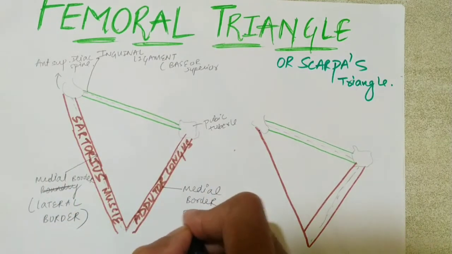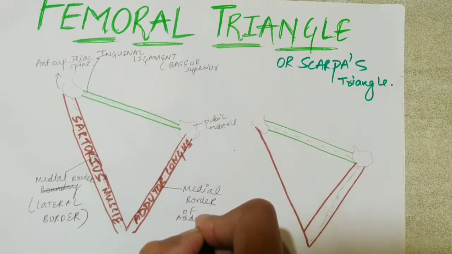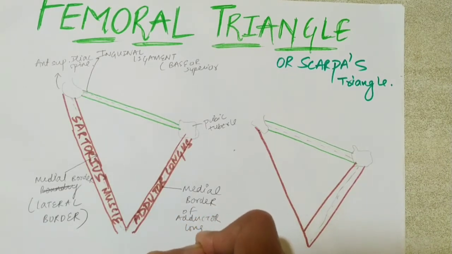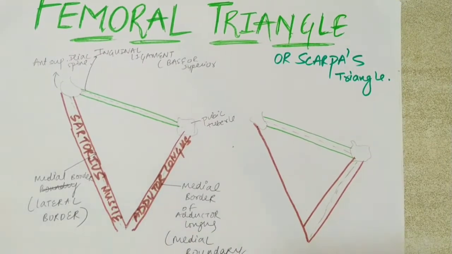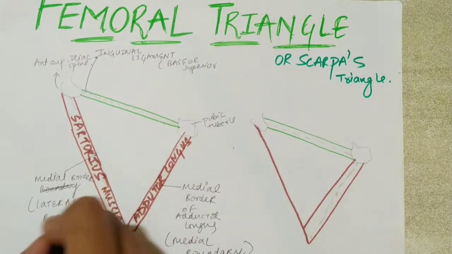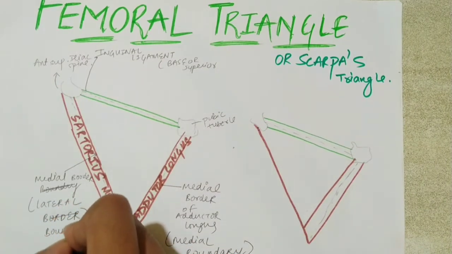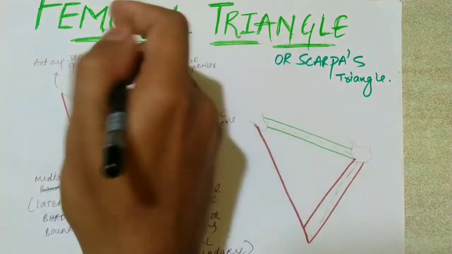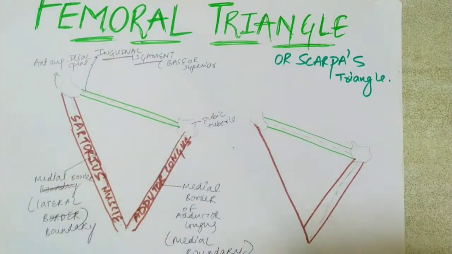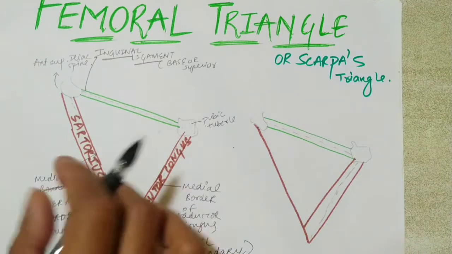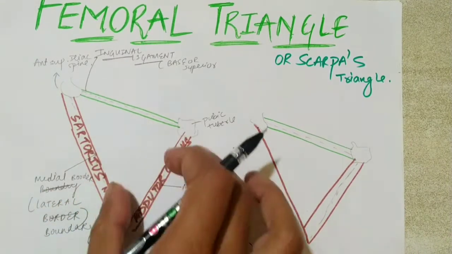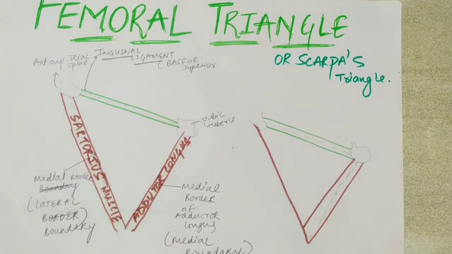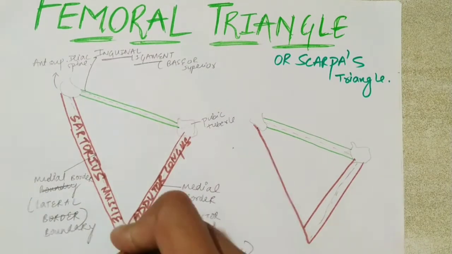So the medial border of adductor longus is the medial boundary. We are done with it: the superior boundary is formed by the inguinal ligament, the lateral border is formed by the medial border of sartorius muscle, and the apex is formed by the intersection of these two muscles, where they are meeting. So this is the apex.